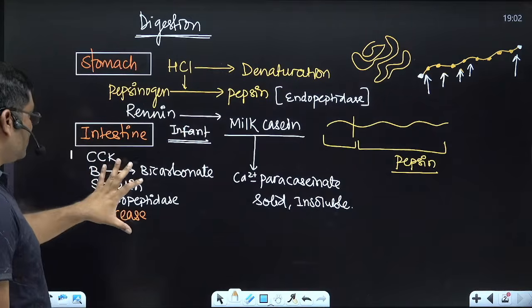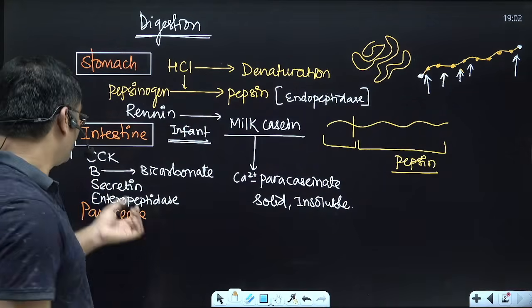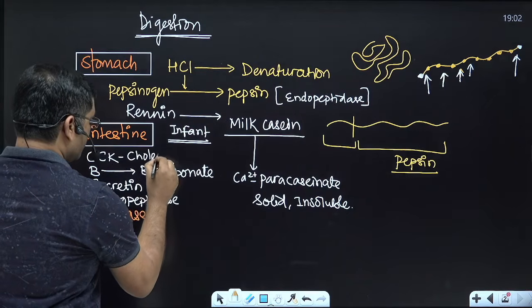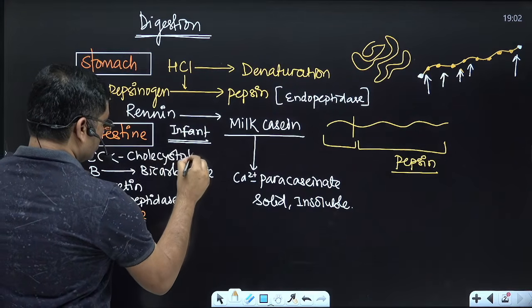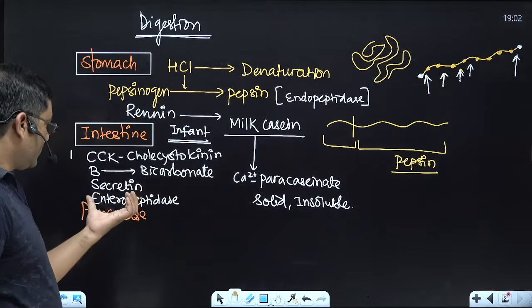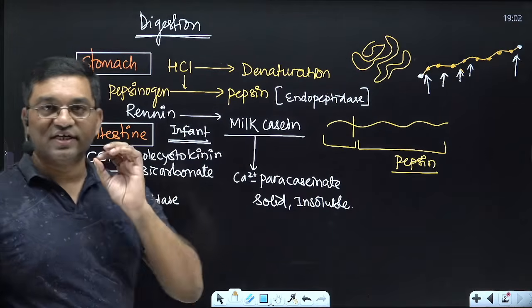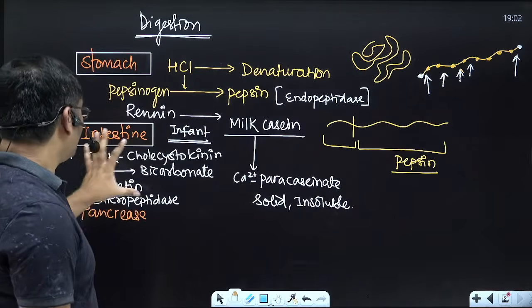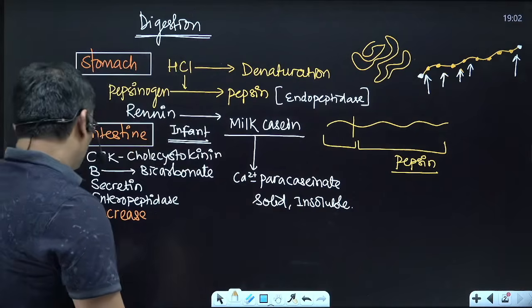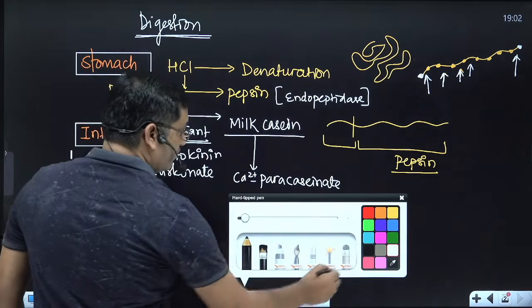So the role of these enzymes is very, very important: cholecystokinin, bicarbonate, secretin, and enteropeptidase or enterokinase. These are the important enzymes secreted by the intestinal cells. Okay, now the pancreas. This is the important one.